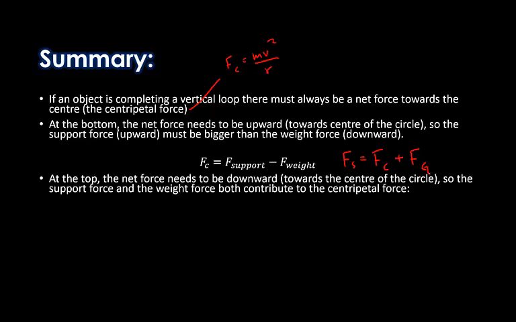At the top, the net force needs to be downwards towards the center of the circle, so the support force and the weight force both contribute to the centripetal force. So we get this situation, which we can rearrange for F support to see that that's equal to the centripetal force minus the weight force.